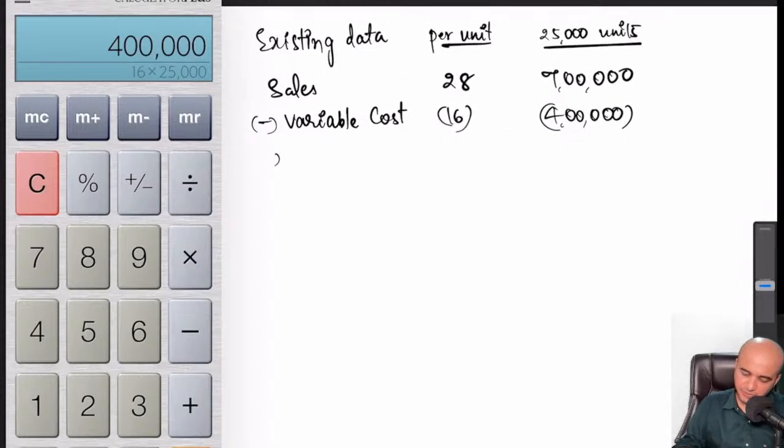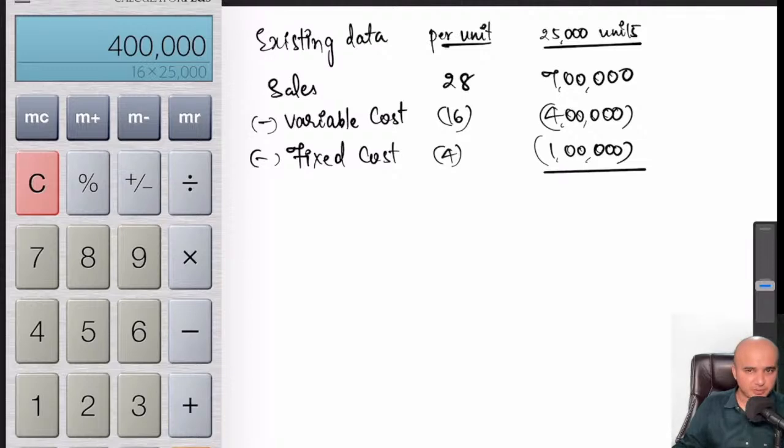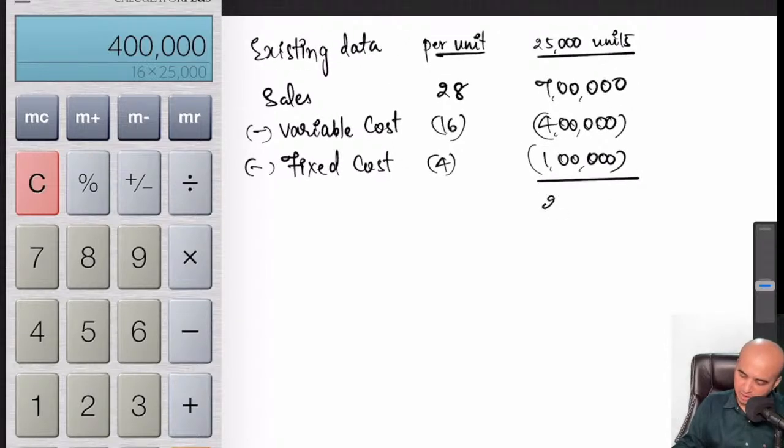Likewise, my fixed cost should also be deducted. My fixed cost in this case was 4 rupees, right? 4 into 25 we know is 1 lakh, so deduct that too. Whatever is left will be my profit. 7 minus 4 minus 1, it's nothing but 2 lakhs. 7 minus 5 lakhs, 2 lakhs. This is my existing profit.